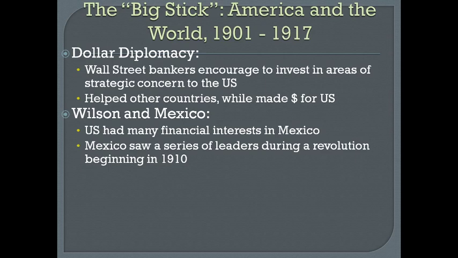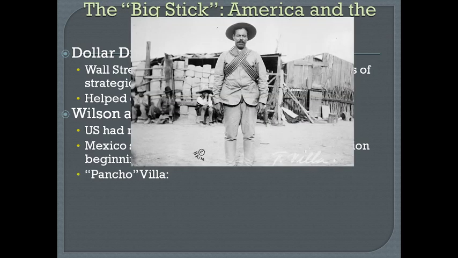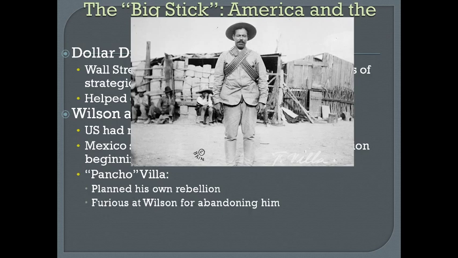And what was happening in Mexico starting from 1910 was that there wasn't really a stable government or one leader that was in power. There was a series of leaders that would kind of alternate getting power and losing power, and it was just a bunch of leaders all vying for that power spot. One of these leaders would be Pancho Villa, and he was planning his own rebellion, and he was actually endorsed for a very quick time by the U.S. However, the U.S. quickly abandoned him.